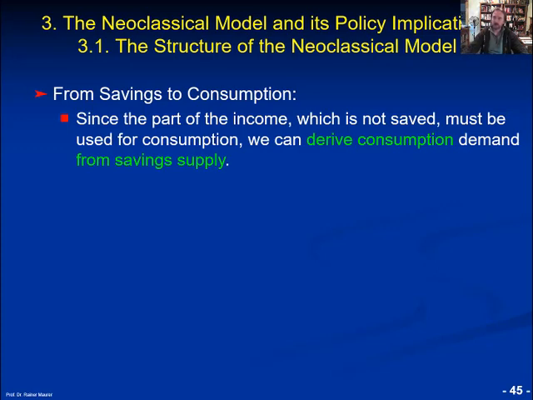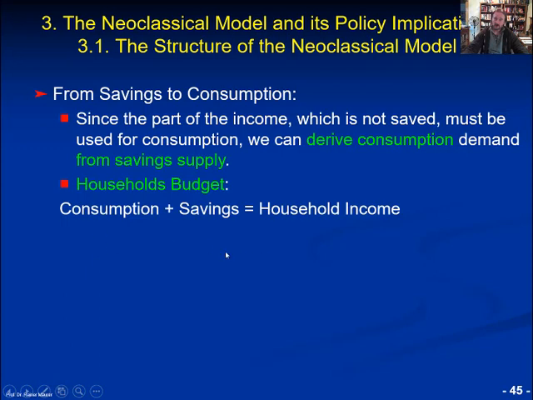Since the part of income which is not saved must be used for consumption, we can derive consumption demand from savings supply. The household budget equals household income on one side of the equation, and on the other side of the equation the sum of consumption plus savings. So, in other words, consumption plus savings always equal household income. This is the household budget constraint.